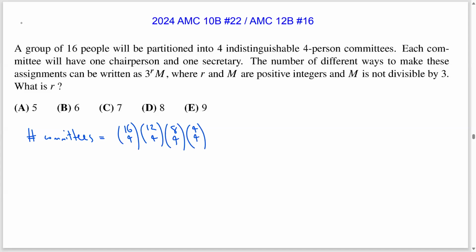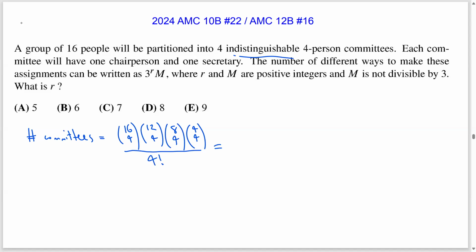Now the problem here is that the committees are indistinguishable, meaning that the ordering of the actual committees is not important. And so if we did 16 choose 4 times 12 choose 4 times 8 choose 4 times 4 choose 4, we're going to end up overcounting every possible set of committees by a factor of 4 factorial. So I need to divide by 4 factorial to get the true number of 4-person committees. So this expression gives the total number of committees that I can form.